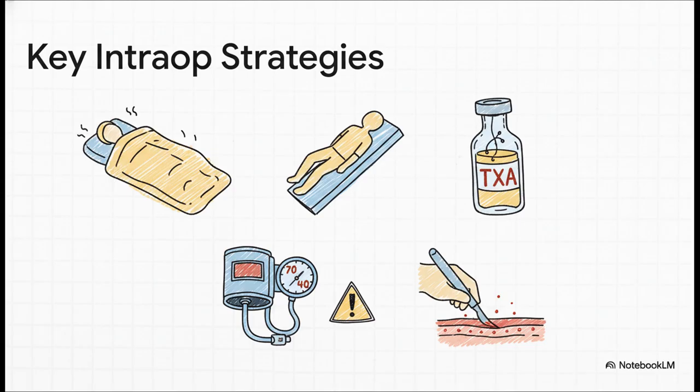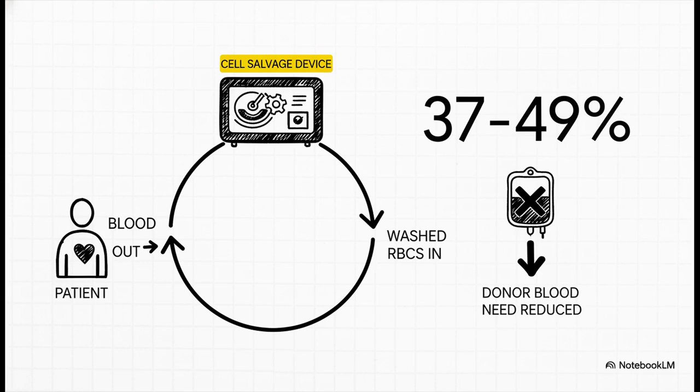And of course, nothing beats a surgeon with a meticulous technique. Intraoperative cell salvage is an absolute game changer, and it's often acceptable to patients. And the data really backs it up. It can slash the need for donor blood by anywhere from 37 to 49% in big cases. Now, a really key practical tip here is that some patients might ask for a system that keeps the blood in continuous contact with their body, and you can actually achieve that with a simple primed giving set.